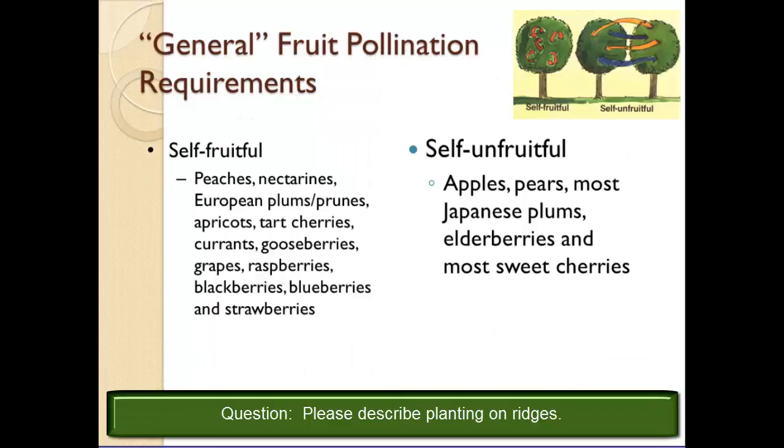There's a quick question there you might not see. If they're asking, can you please describe planting on ridges? Okay. So a ridge is if you take an implement out in your field and create, for lack of a better word, a raised bed. So you're planting your trees effectively on a raised bed. So a ridge is throwing dirt so that you're making a ridge.